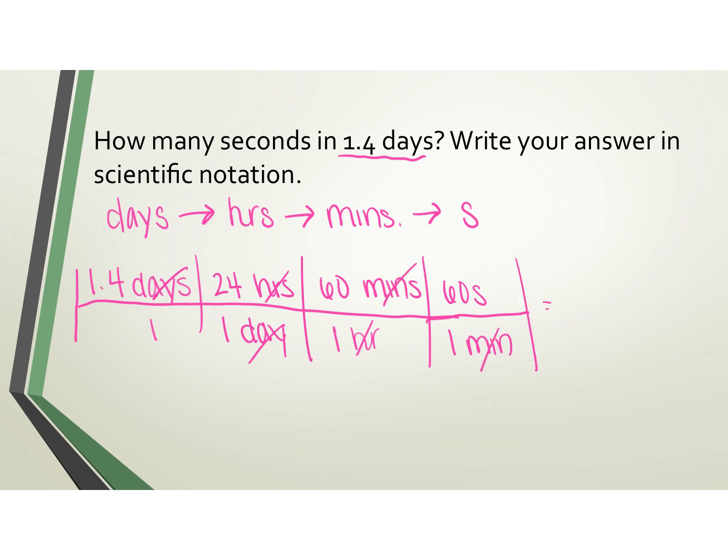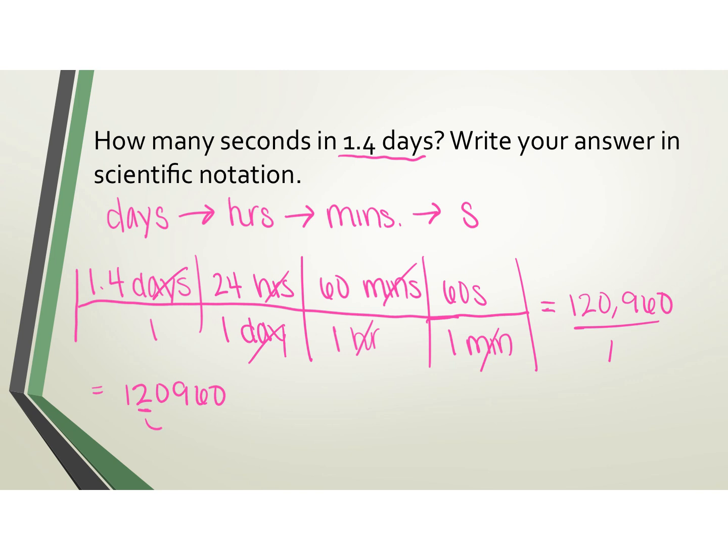So now we're going to calculate by multiplying across the top row. Okay, so when we multiply across the top row, we get 120,960. If we multiply across the bottom row, we get 1, and 120,960 divided by 1 is just 120,960. For sig figs, 1.4 has 2 sig figs. The rest of these are definitions, so we're not going to count them for sig figs. So if we have 2 with our starting number, we have to have 2 with our final number.